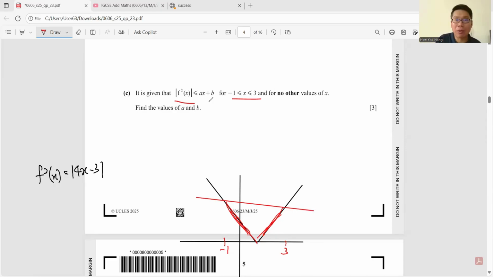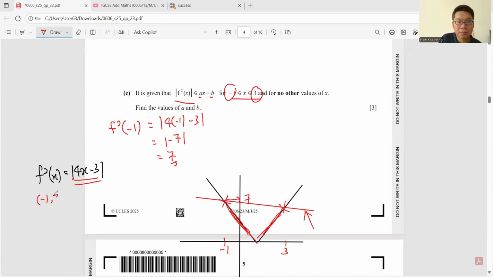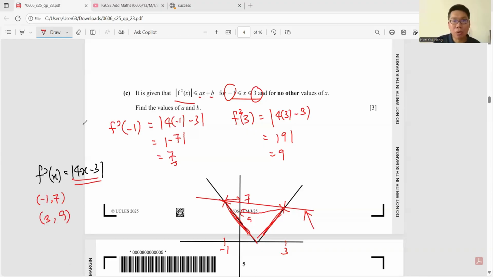So they ask you to find the values of a and b, which means you need to form the equation of this straight line. So how to form this equation of straight line? We need to find the coordinates of here and here by using back this equation. So we fit in. Here is 7. Second coordinate is 9.